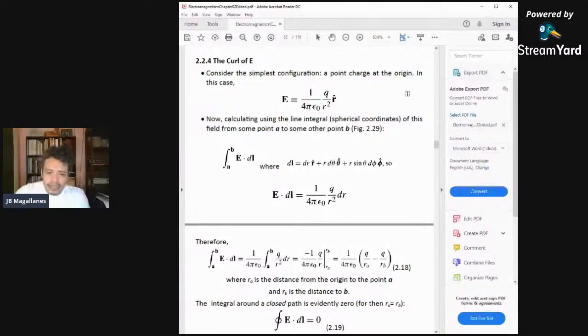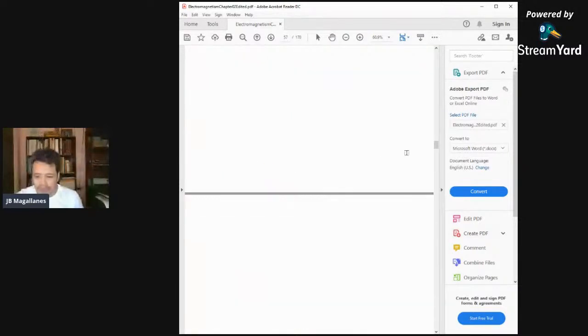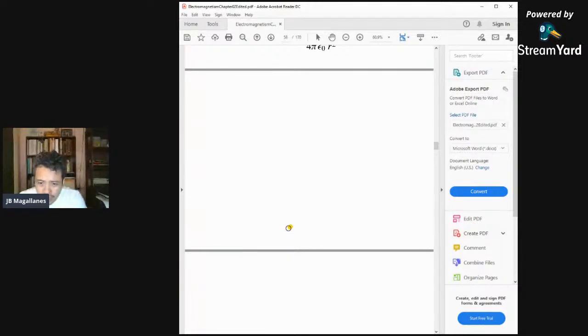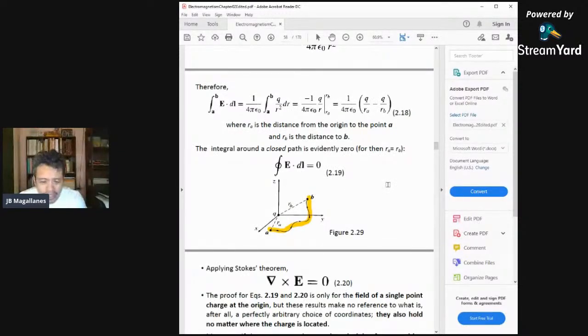So in this case, if you do a line integral, you integrate that field by dotting it with a dl from point A to B, for example. If you move with respect to the charge, you start from point A, then you move to point B. At B you're at a different distance from the charge at the origin than at A. So if you look at this figure, at point A you move to point B, so your distance from the charge Q, r_A, has now changed to r_B.